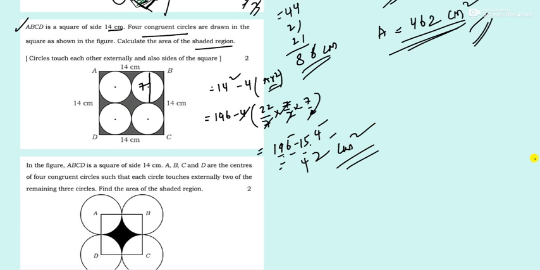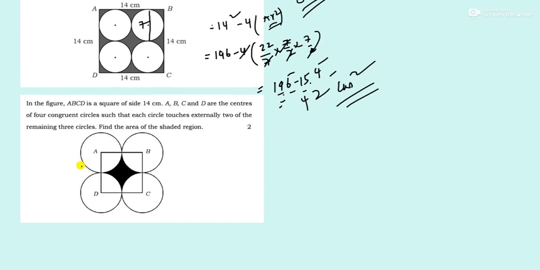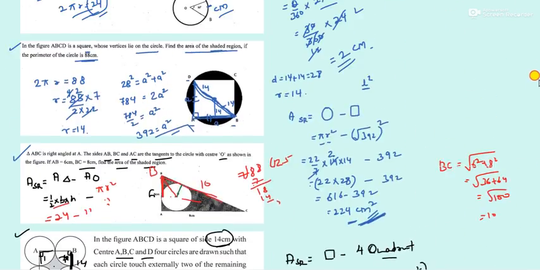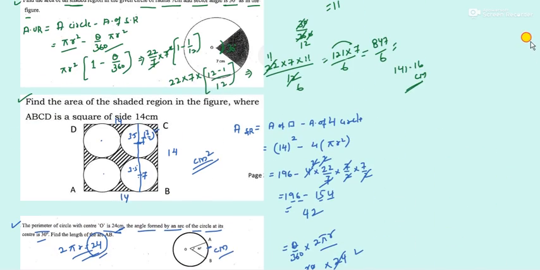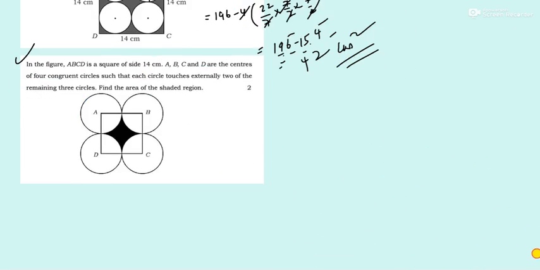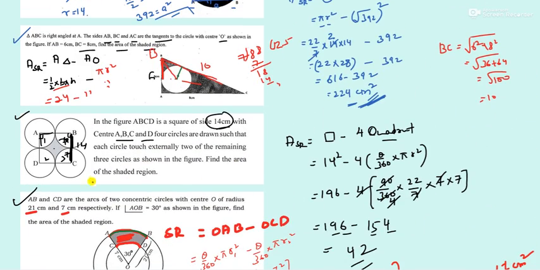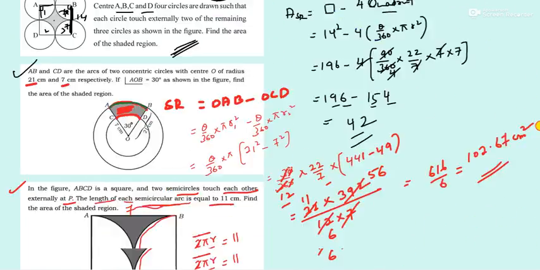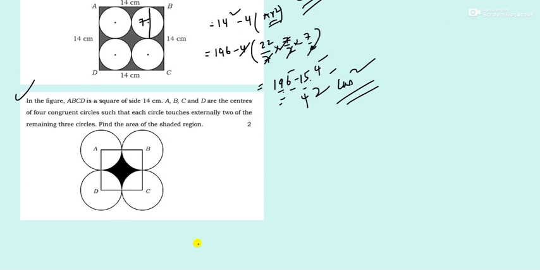This is very simple. Coming to the last question, they have given that in the figure ABCD is a square. I think I have solved this problem already. Let me check. Yes, it is similar to this one. Correct? It is similar to this question. So I will not solve it again. You can refer to that previous question itself.